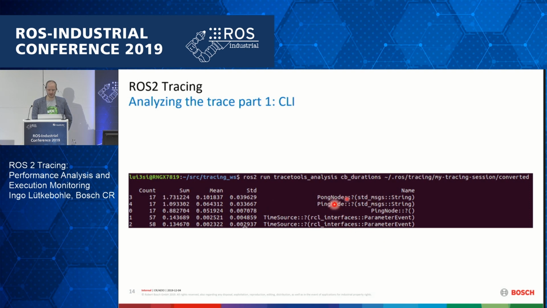So you see here that we have these two lambdas. There's the, I don't know, the ping node. I don't know actually what that does. And then we have two parameters; there's a bunch of parameters being configured, but all of these calls take a very short time.